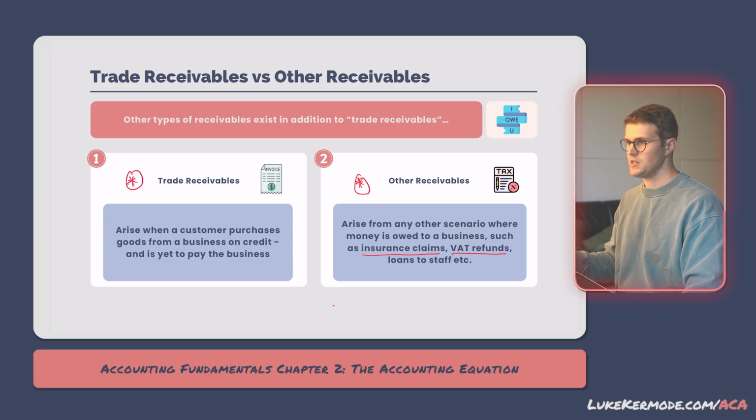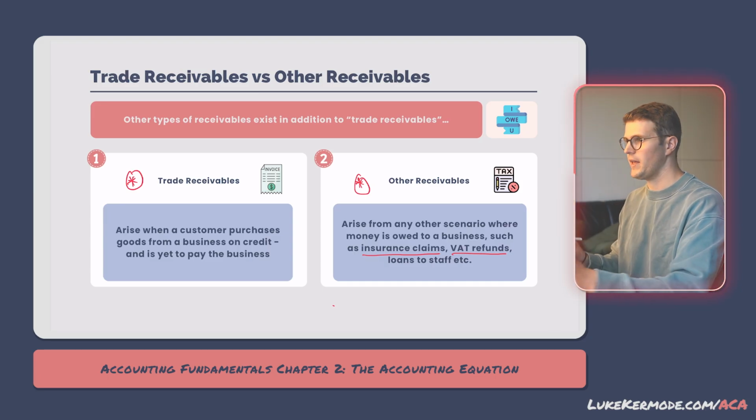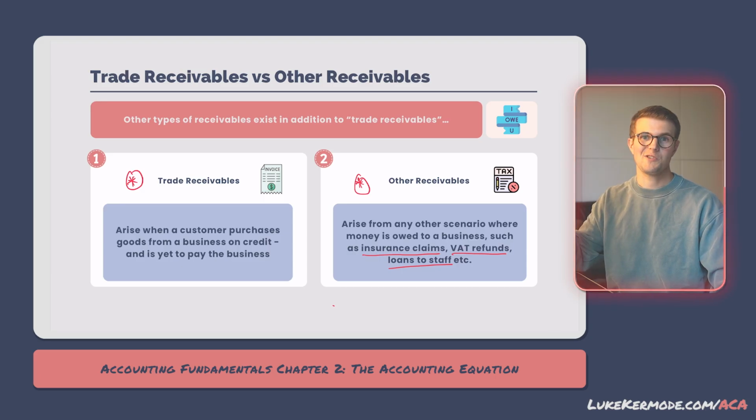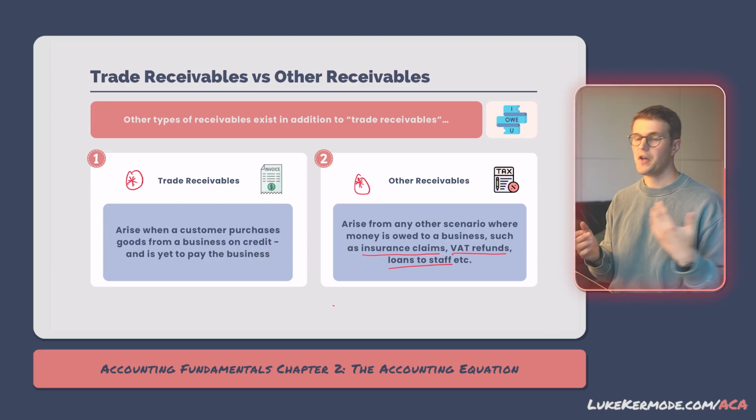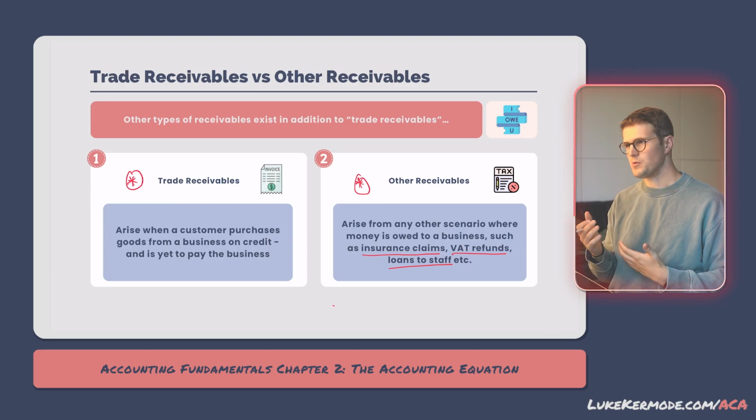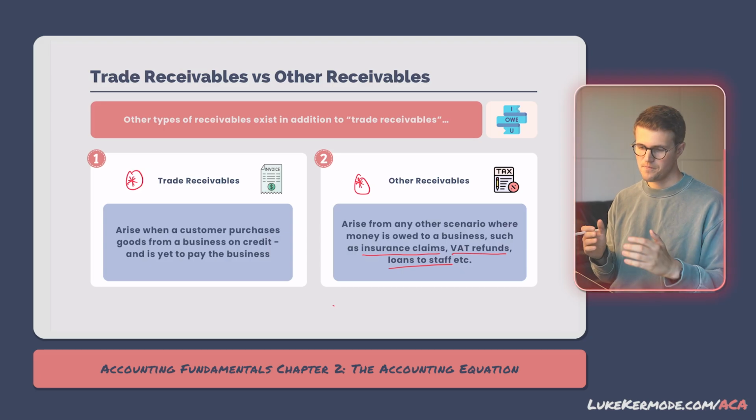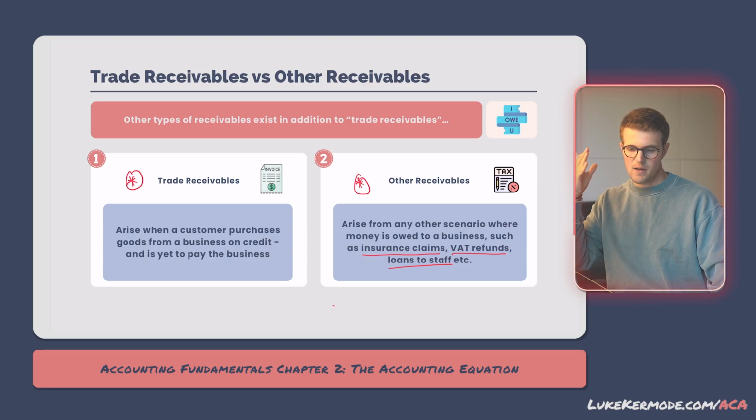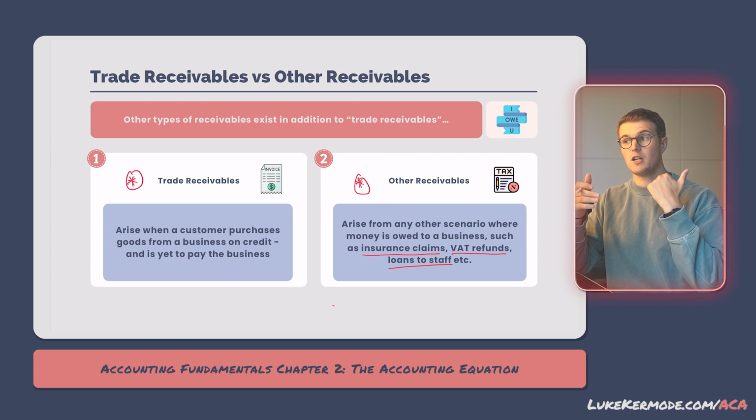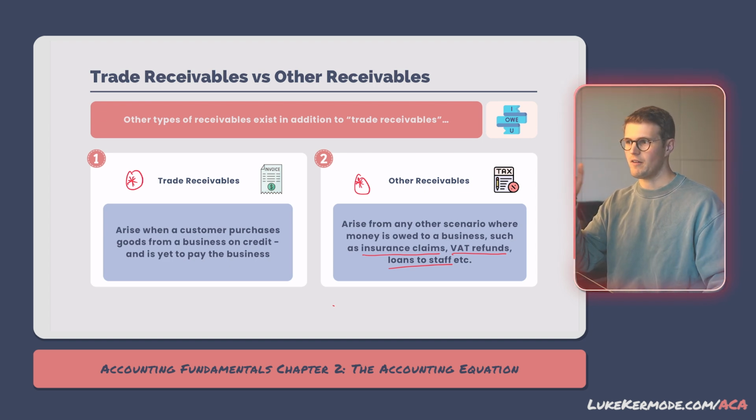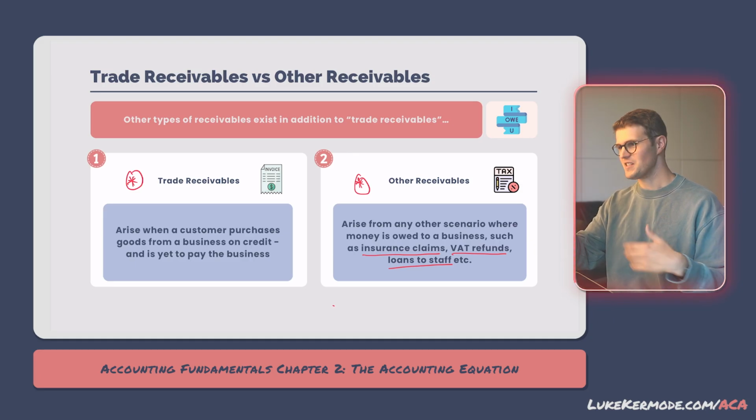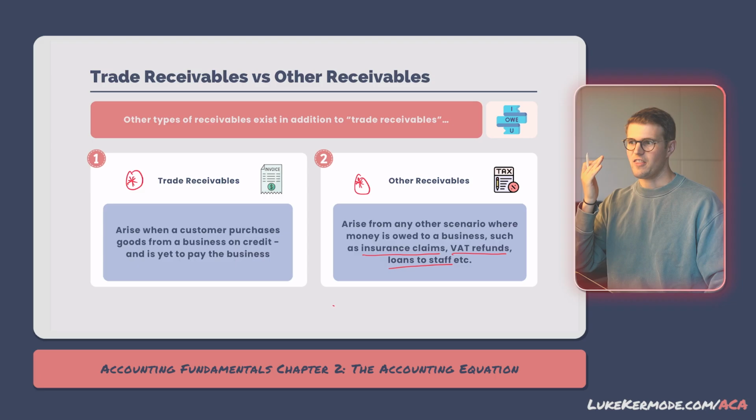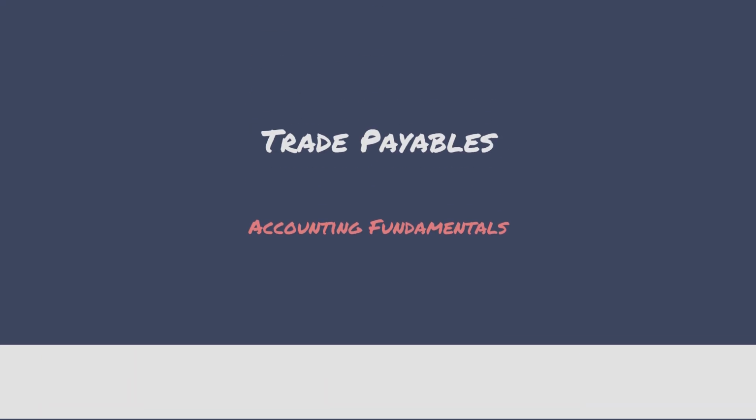Another classic example is when loans are made to employees. So for example, rail season tickets. These are all classified as other receivables because they don't come from selling goods or services to customers on credit, but they're still scenarios where a business is owed money by someone else. The key distinction to remember is trade receivables arise from credit sales to customers, whereas other receivables cover everything else that the business is owed. Both types of receivables appear as current assets on the statement of financial position, but understanding that there is a distinction helps paint a clearer picture of where the business's outstanding amounts are coming from.